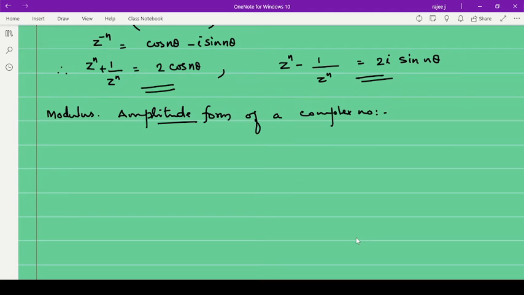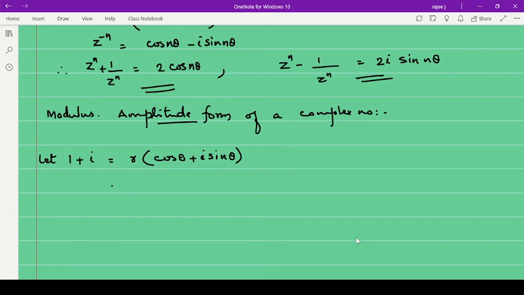So if I have a number, say 1 plus i, I want to represent it in modulus amplitude form. What we used to do is let 1 plus i equal r into cos theta plus i sin theta. I hope you know this.